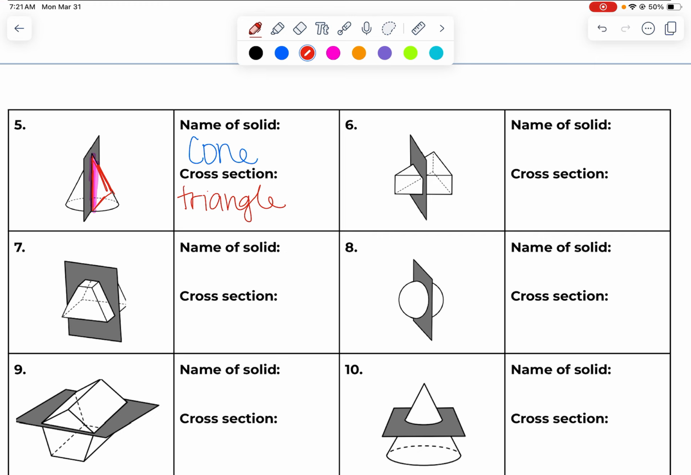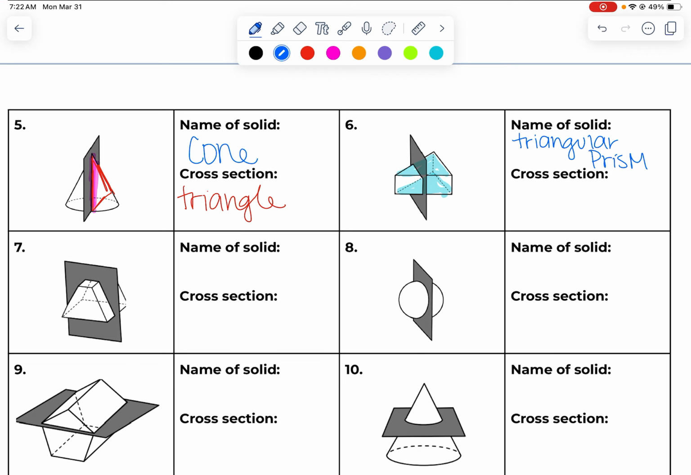All right, number 6. On number 6, we have 2 bases. We have our triangle here, and we have our triangle here. Since both of our bases are triangles, it is a triangular prism. Prism means it has 2 bases.